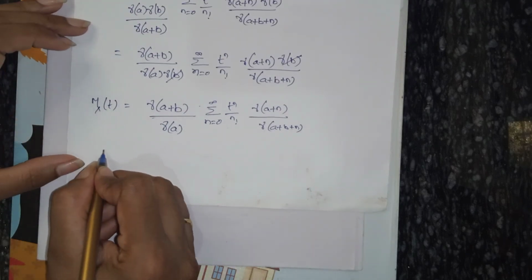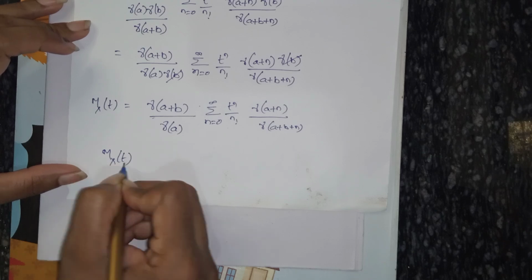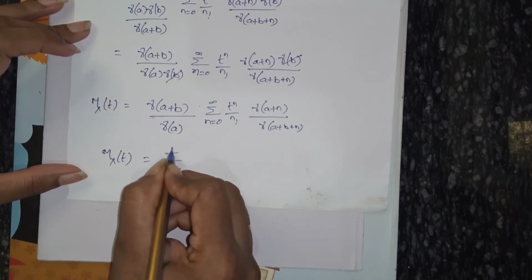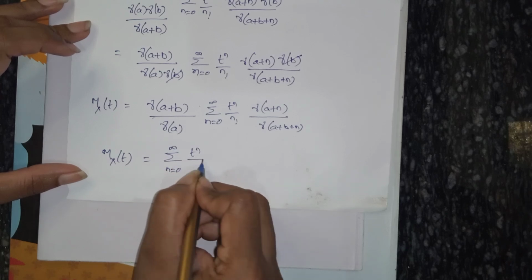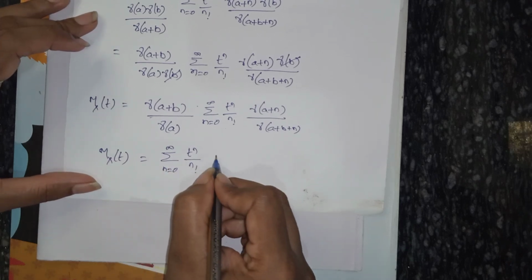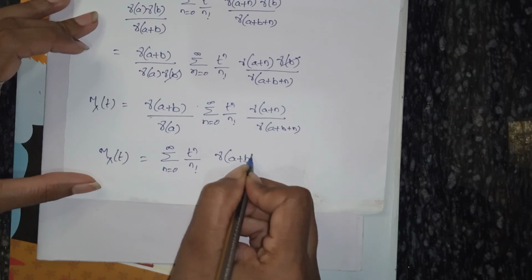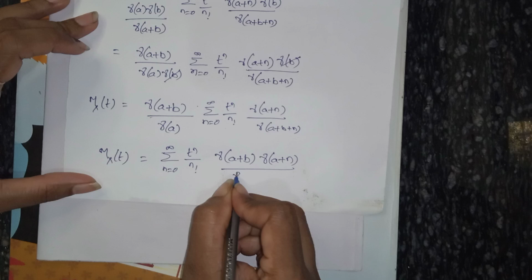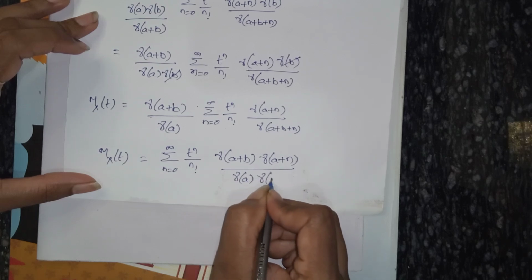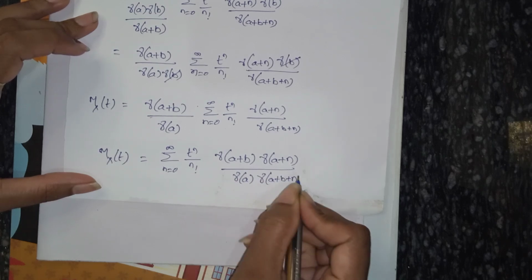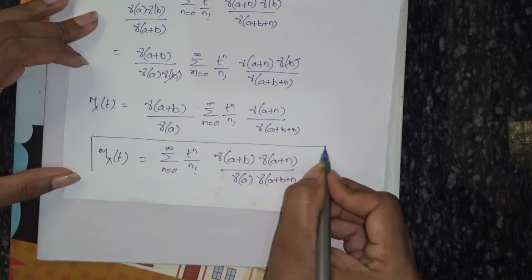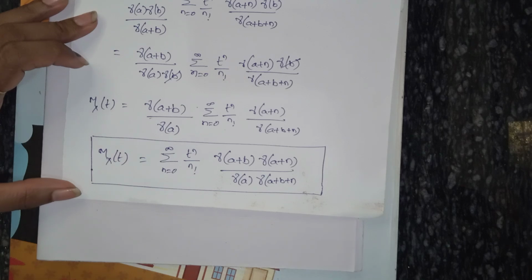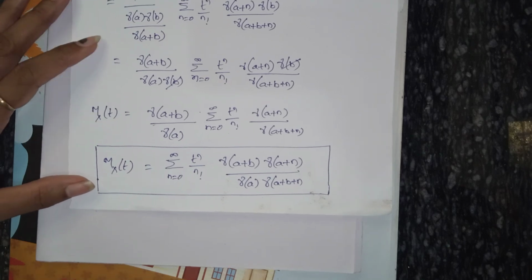Now I am going to write the full thing in sequence. That is nothing but summation n equals 0 to infinity t power n by n factorial, gamma of A plus B into gamma of A plus n by gamma of A into gamma of A plus B plus n. Okay, so this is the moment generating function of the beta distribution of the first kind. Okay, hope you all understand.